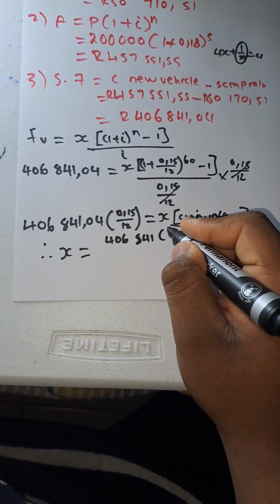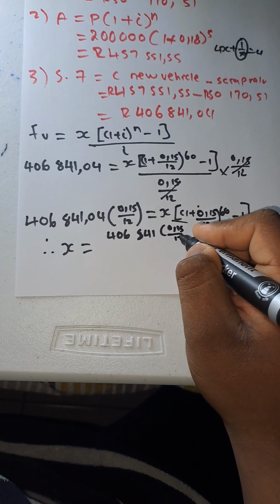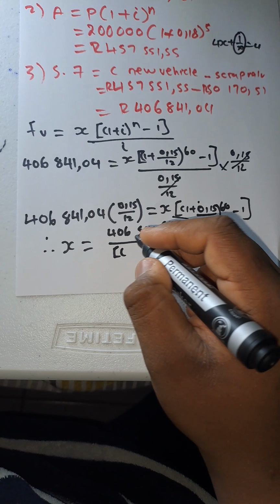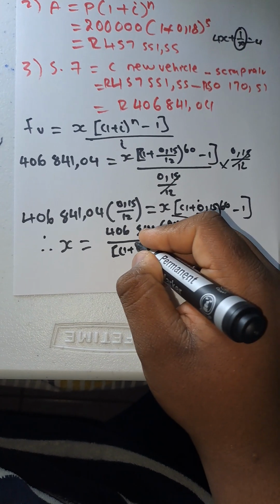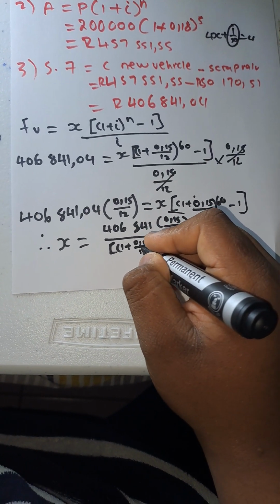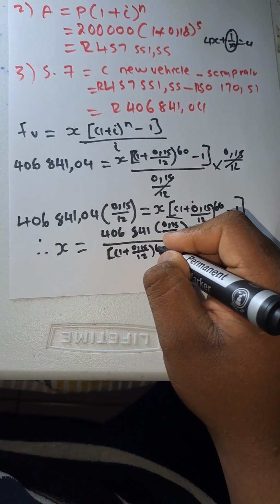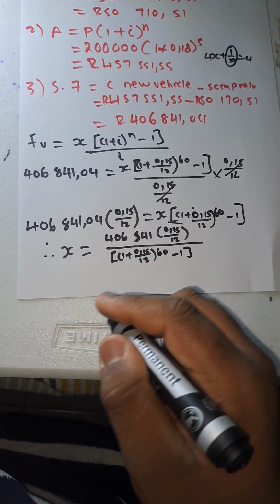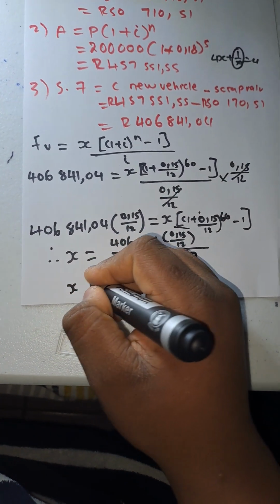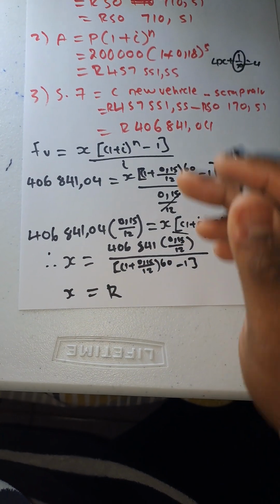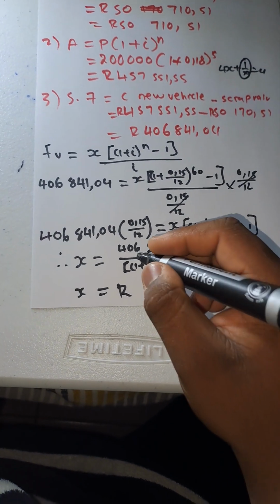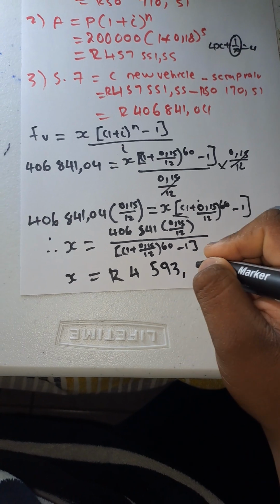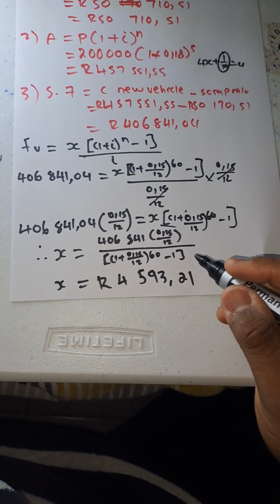406,841 times 0.15 over 12, divided by, you see, I'm making two brackets, 1 plus 0.15 over 12 to the power of 60 minus 1. Never leave it the way it is there, because I don't have any space there. And then the answer that you will get is 4,593.21. This is the monthly installment.